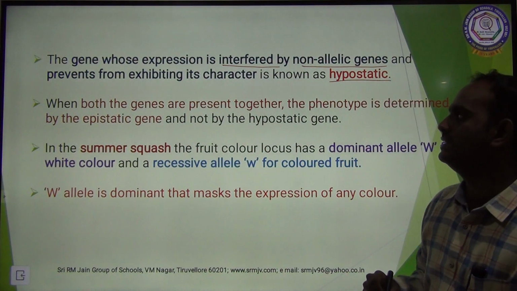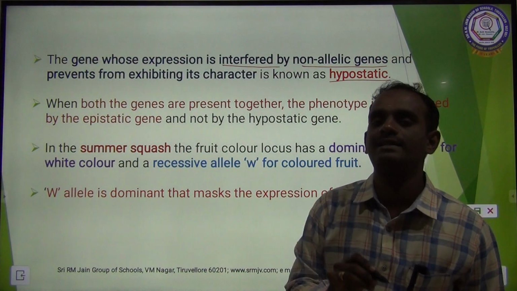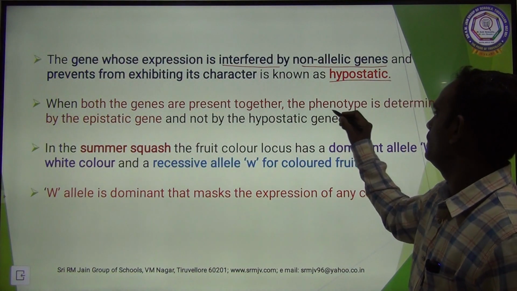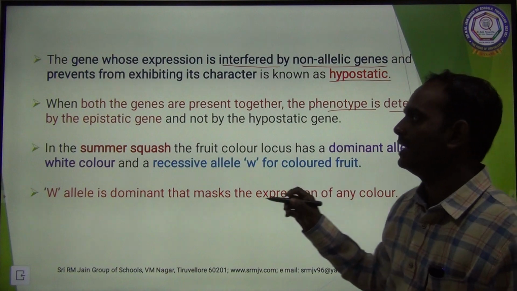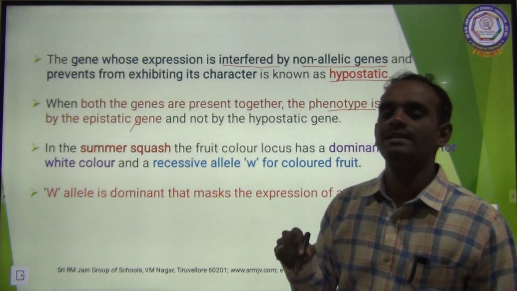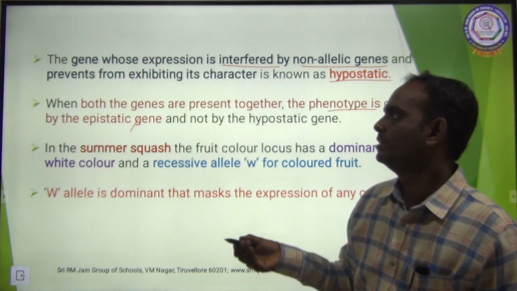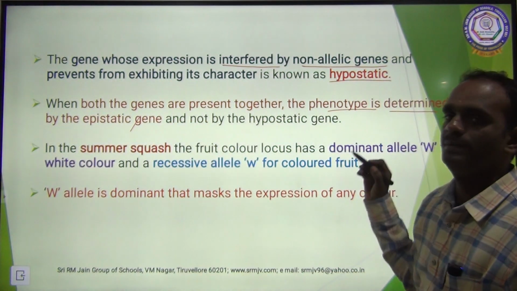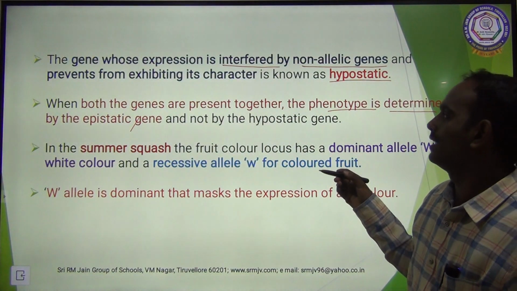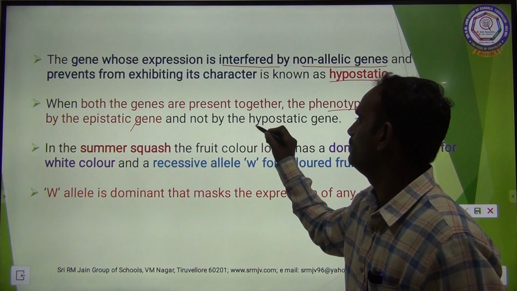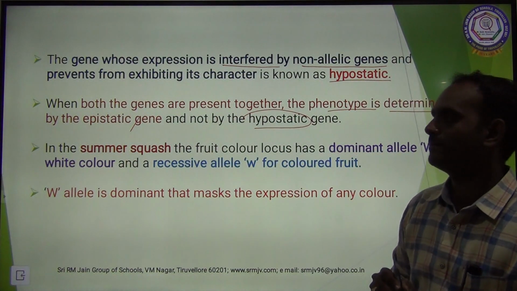When both the genes, epistatic gene and hypostatic gene, are present together, the phenotype is determined by the epistatic gene only. Why? Because the epistatic gene is dominant. So, when the two genes are present together, the phenotypic expression is determined by the epistatic gene and not by the hypostatic gene.